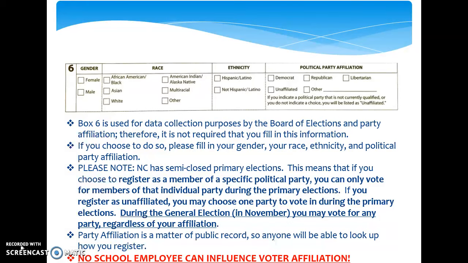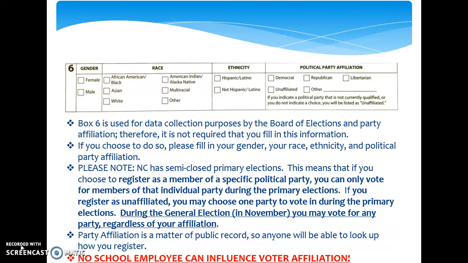Please note, North Carolina has semi-closed primary elections. This means that if you choose to register as a member of a specific political party, you can only vote for members of that individual party during the primary elections. If you register as unaffiliated, you may choose one party to vote for during the primary elections. During the general election in November, you may vote for any party regardless of your affiliation.